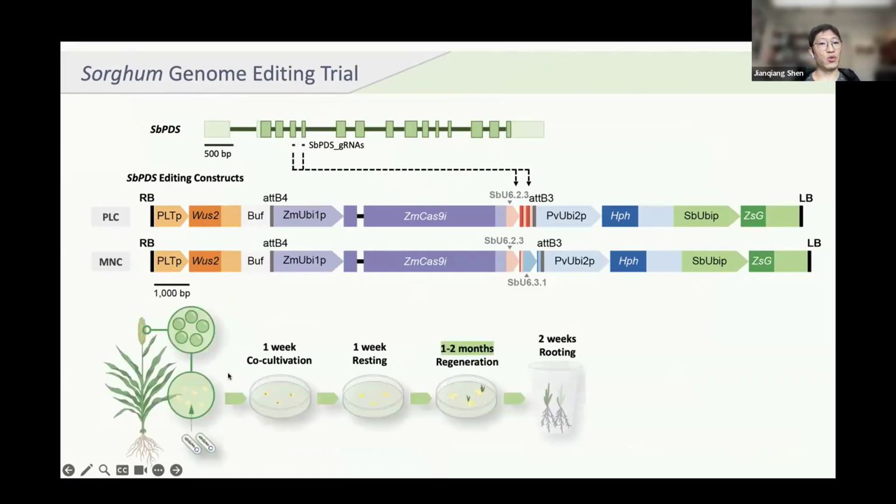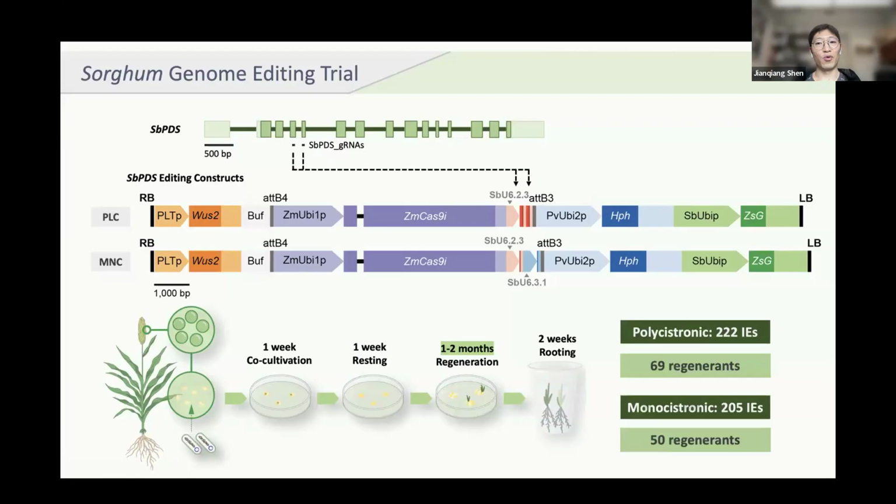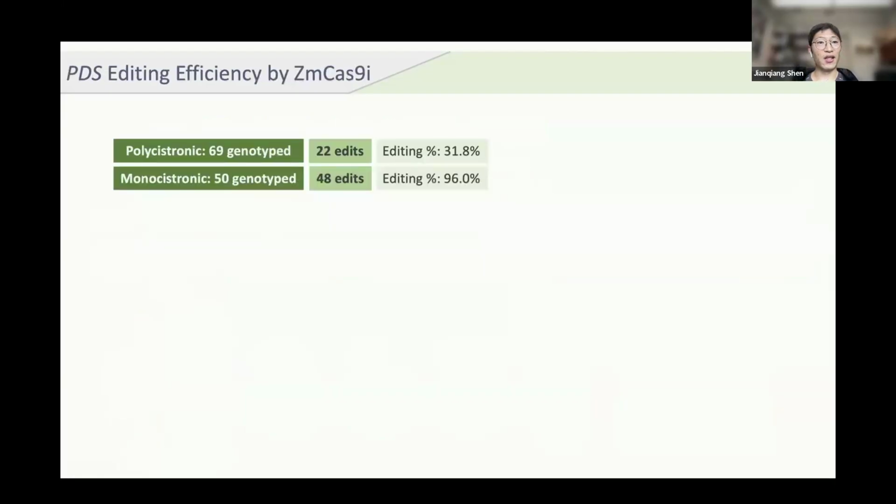We transformed into sorghum. In this case, by integrating the virtual, the regeneration time can even be reduced to 1 to 2 months in total. We used 222 immature embryos for polycistronic, and about 205 immature embryos for monocistronic. We got 69 regenerants and 50 respectively. By genotyping them, we got about 22 edits out of 69 genotyped transgenic plants, and the editing efficiency for polycistronic is about 32%.